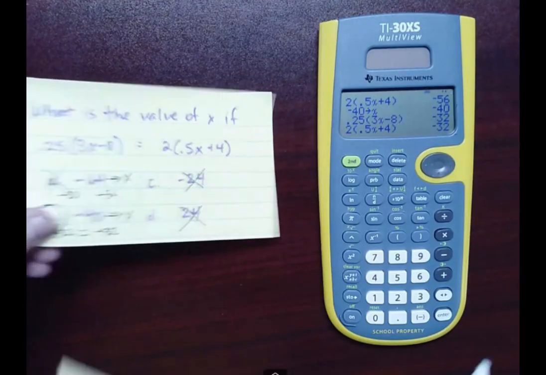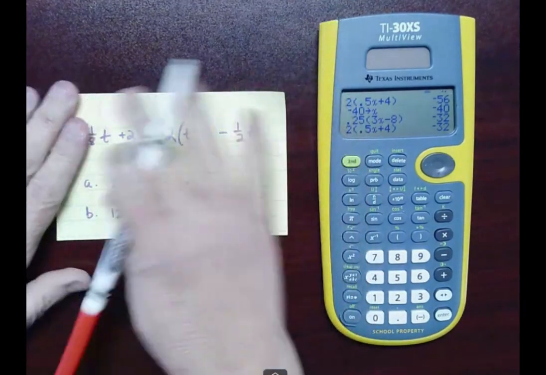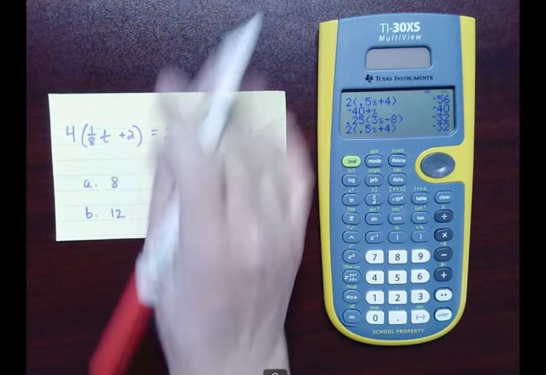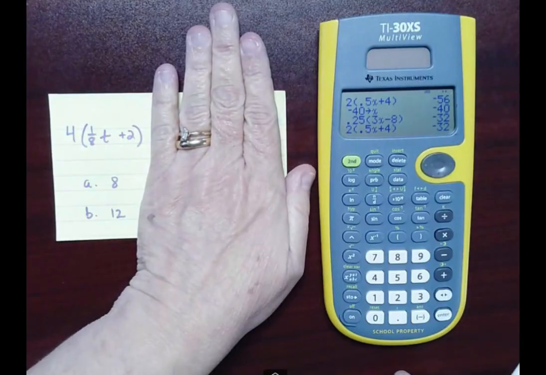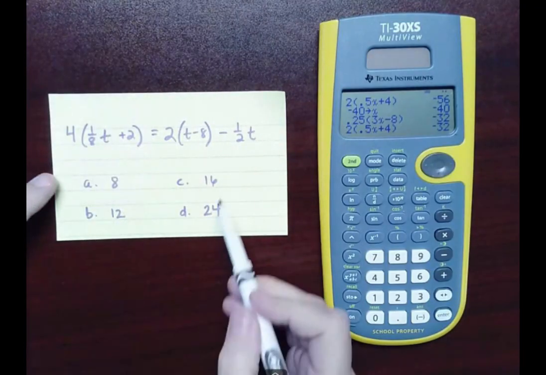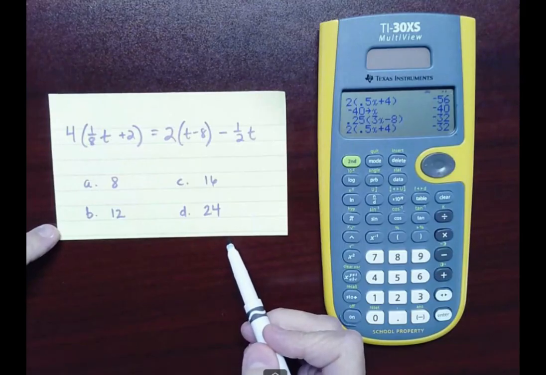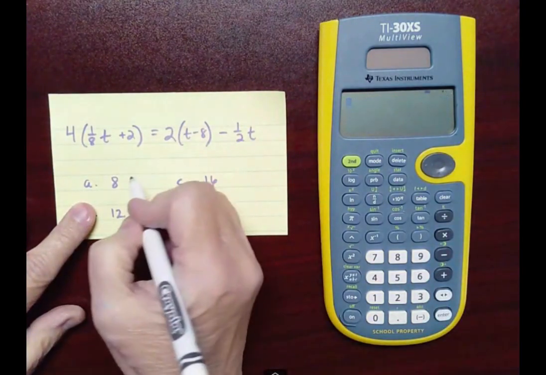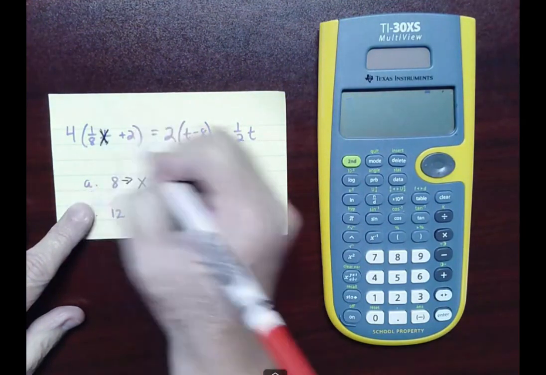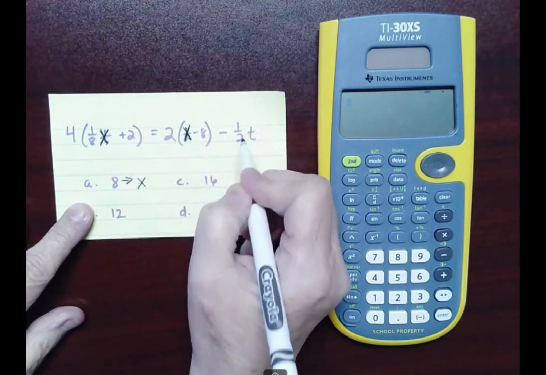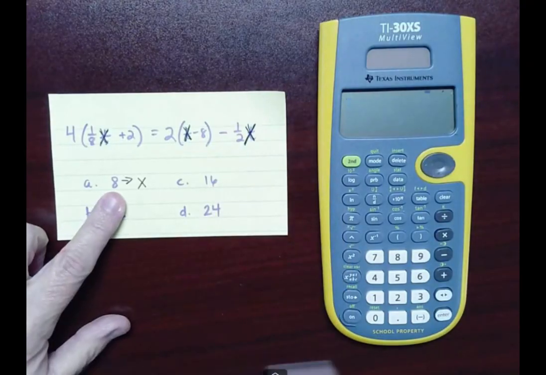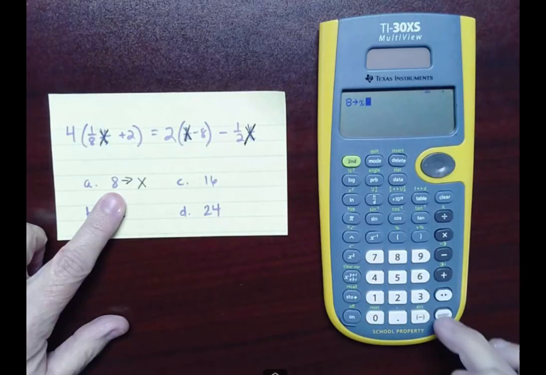Okay, let's do one more. One more with a fraction. Okay, so we have t on the left and we have t on the right. But I do have multiple choice answers. So we're going to start by storing answer choice A. I'm going to use x instead of t. Anywhere there's a t, I'm going to change it to an x. We're going to store 8, store x, enter.